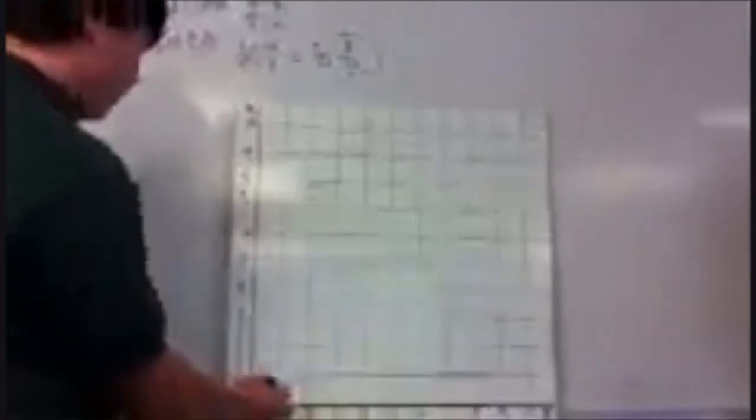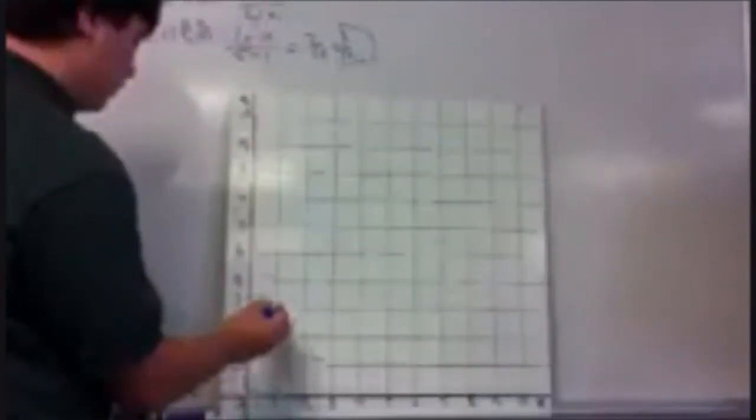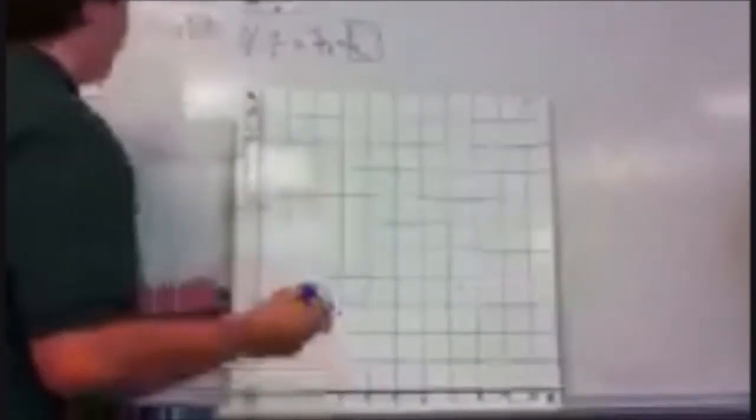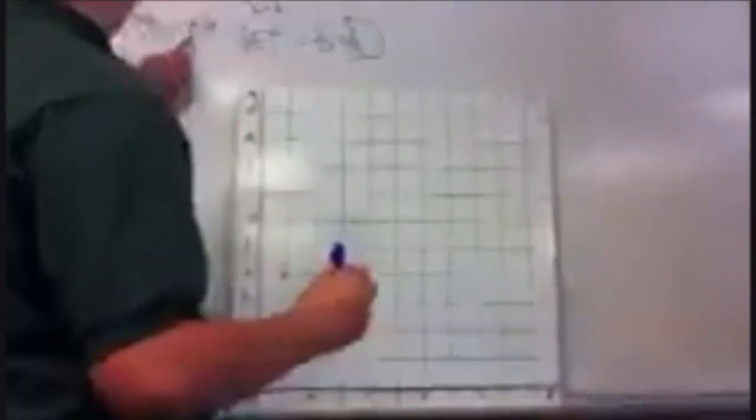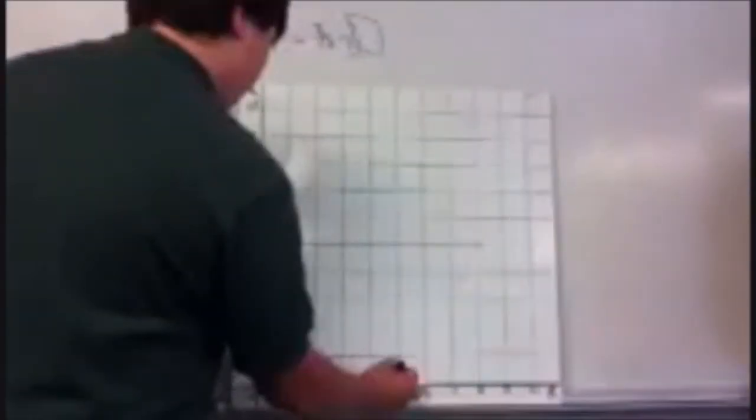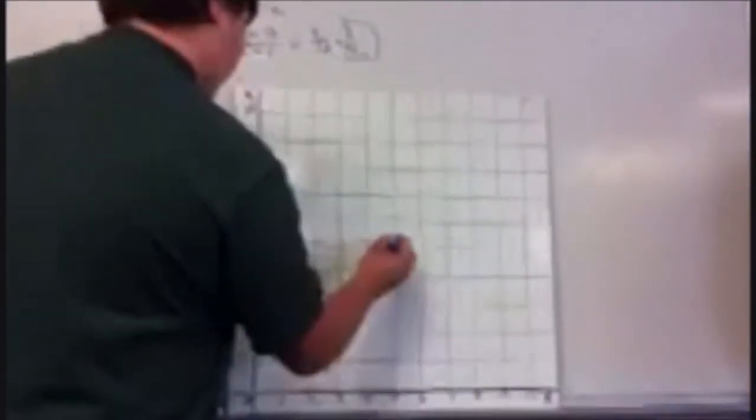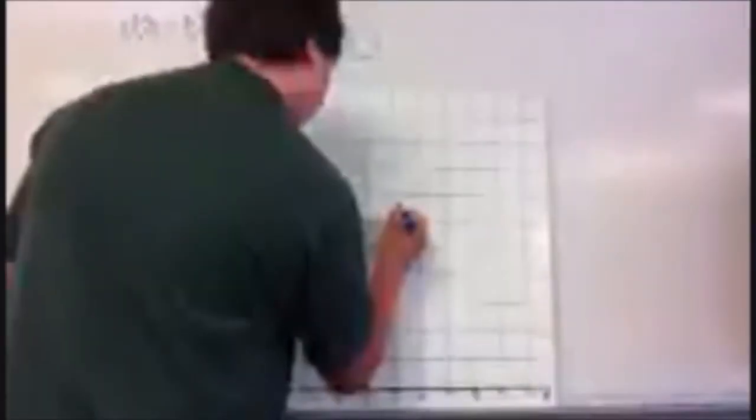So x1, y1, so 1 and 4, 1 on the x, and up on the y, 1, 2, 3, 4, here. And then the next point, 5, 6, so 5 on the x, 1, 2, 3, 4, 5, up 6, 1, 2, 3, 4, 5, 6, here.